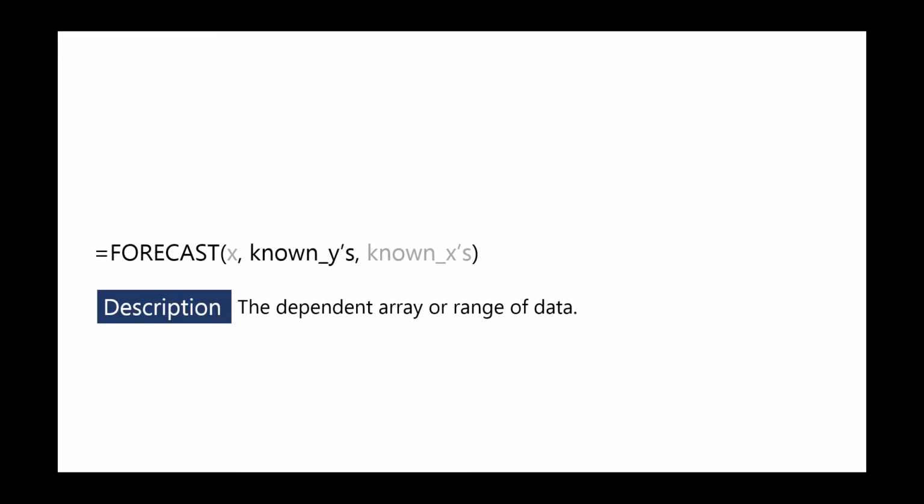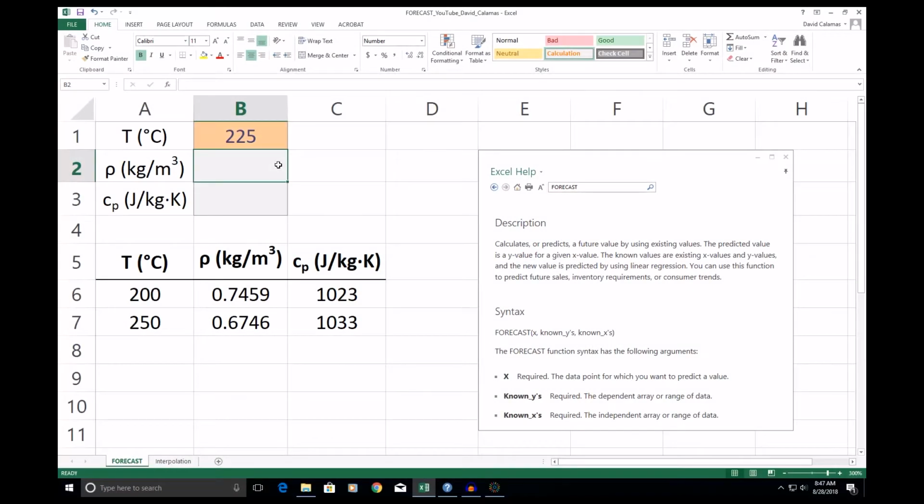The second argument is the dependent array or range of data. In this case, our dependent variables are our known properties, density and specific heat. Finally, our third argument is the independent array or range of data. In this case, our independent variable is our known temperatures. Now let's take a look at an example.